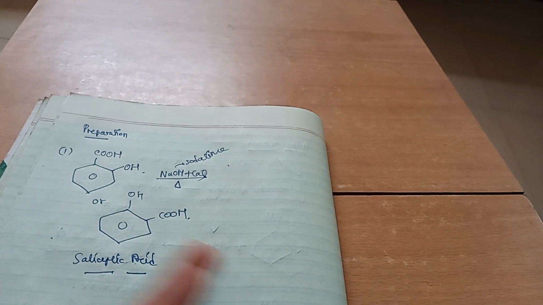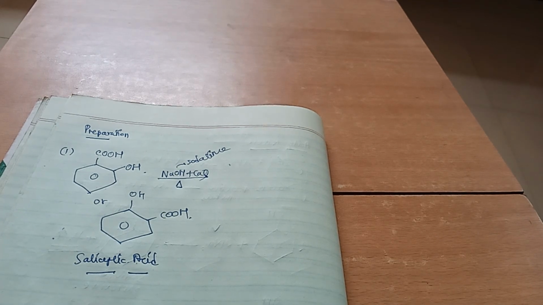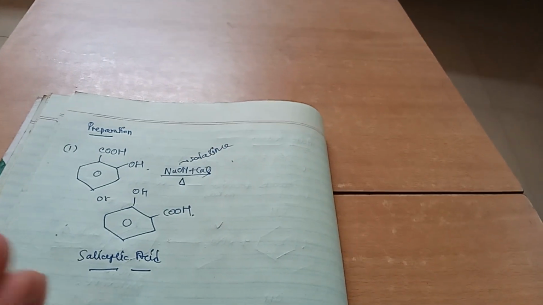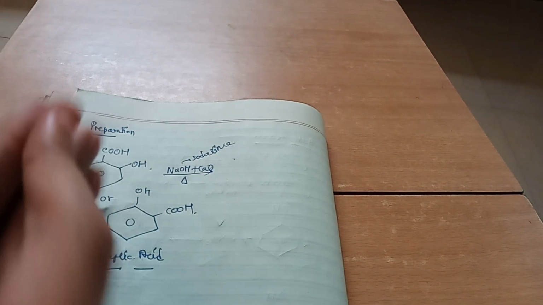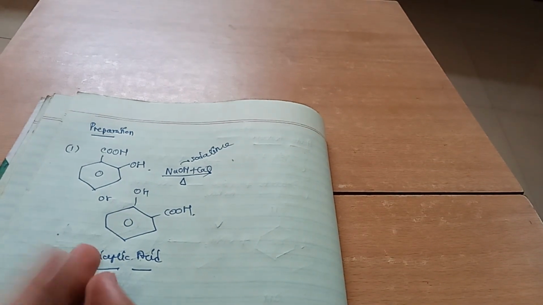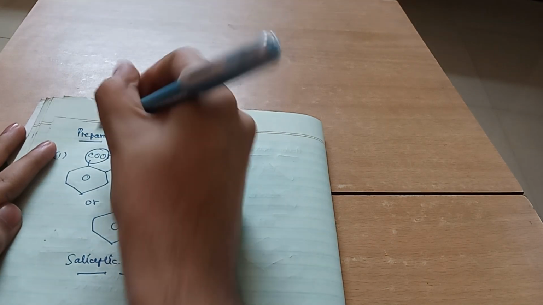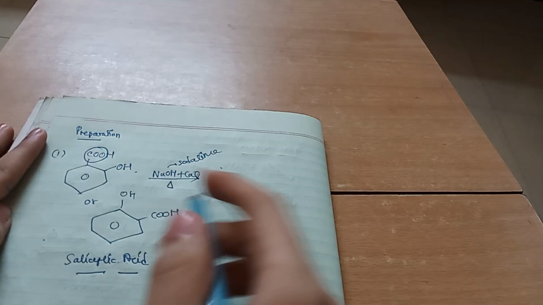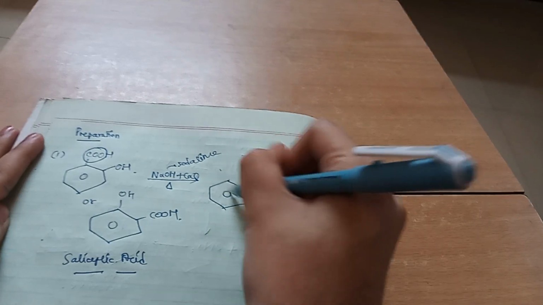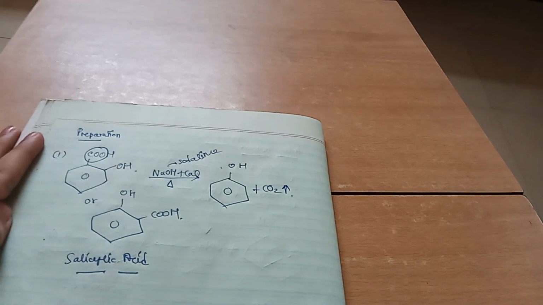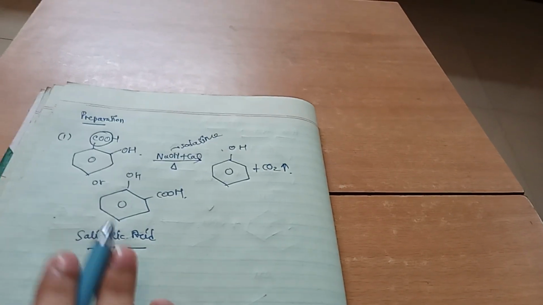A shortcut is that whenever we see soda lime and heat, it means there will always be evolution of CO2 gas, right? It always implies decarboxylation. Wherever NaOH and CaO are written and then heat is written, it always means decarboxylation. So here decarboxylation will take place, this CO2 gas will get evolved, and we will get phenol and CO2. This is how we convert salicylic acid to phenol.